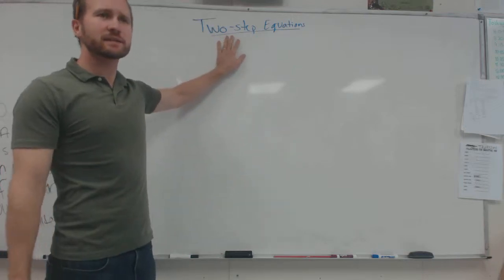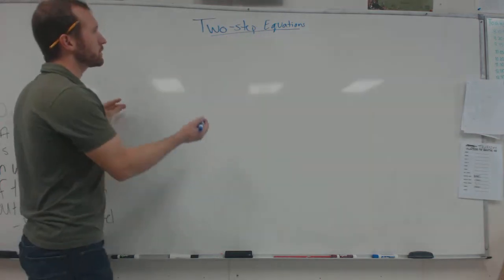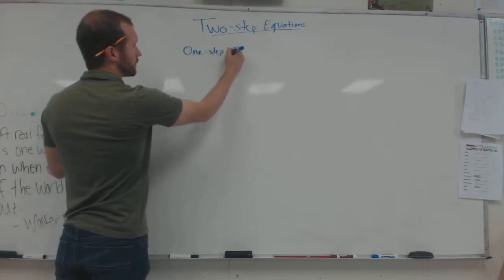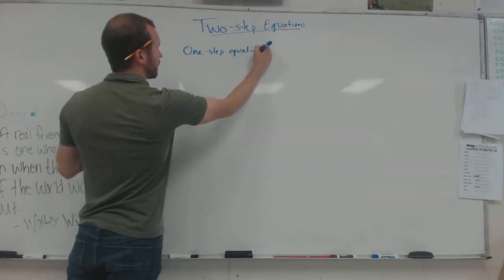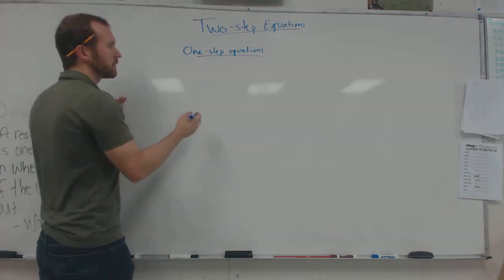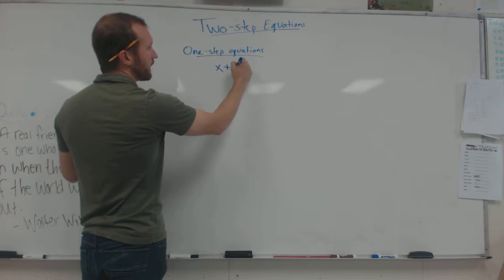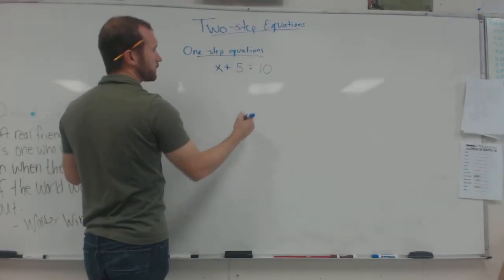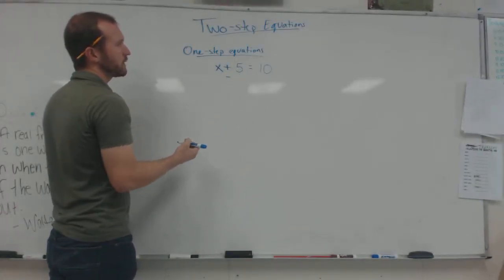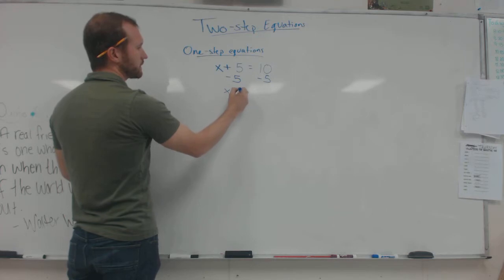Today we're going to move on to the next step in algebra, solving two-step equations. So just to quickly review one-step equations, we had basically two or three types, right? We had equations like this, x plus a number, so let's say x plus 5 equals some other number. And what did we do to solve these? If I had x plus 5, I would subtract 5 from both sides, and I would get x equals 5.